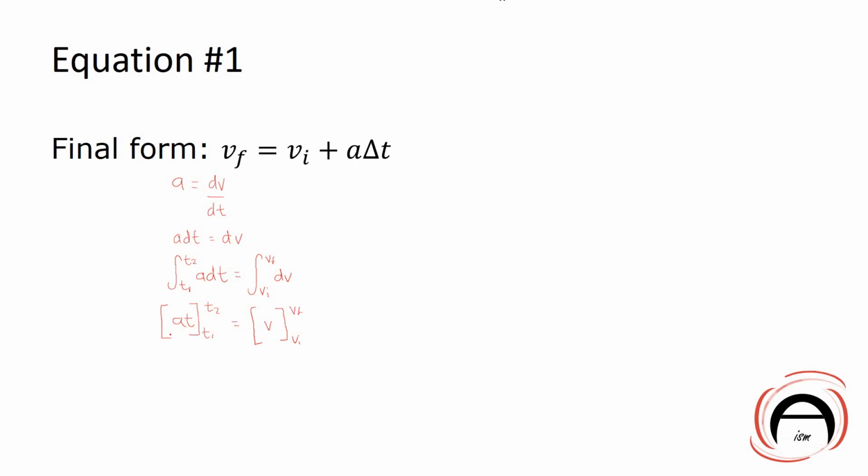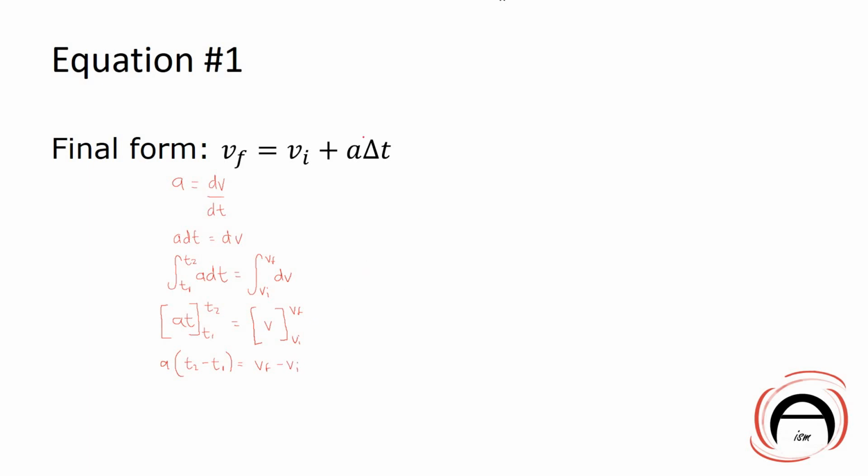Plugging everything in, you just have to imagine that a acts as a constant here. Well, a is going to be a constant because these are the constant acceleration equations, so acceleration is constant here. Through the fundamental theorem of calculus, you're just going to have a times t2 minus t1 equal to vf minus v initial.